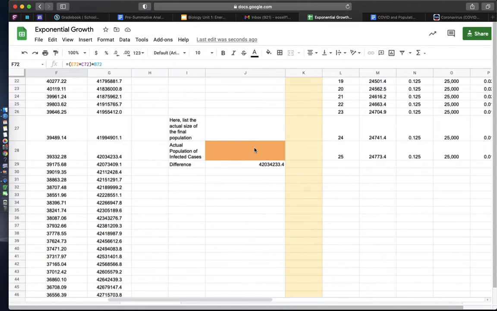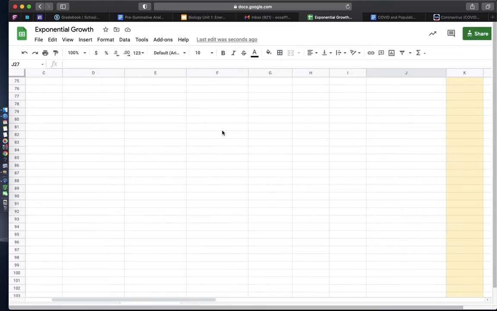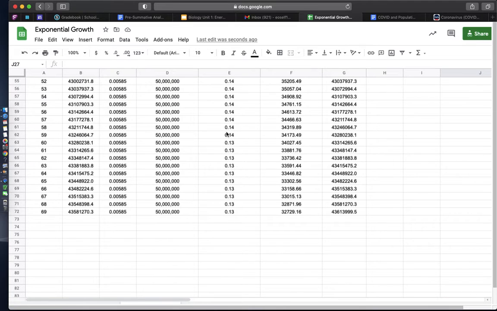I can do the same thing here where I can talk about the actual population of infected cases versus where I thought it would be. So I was expecting that given the growth rate of COVID that we would be at 50 million cases. We're only at 600,000, so that is a positive thing.